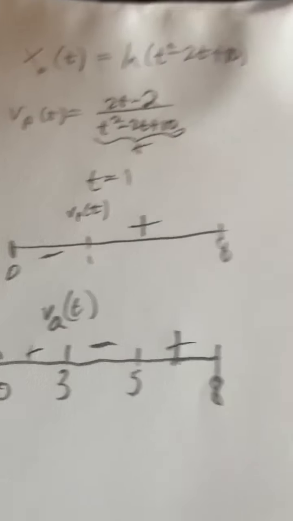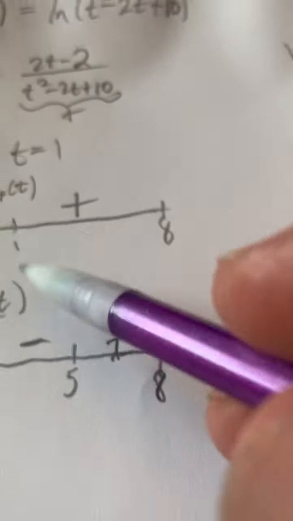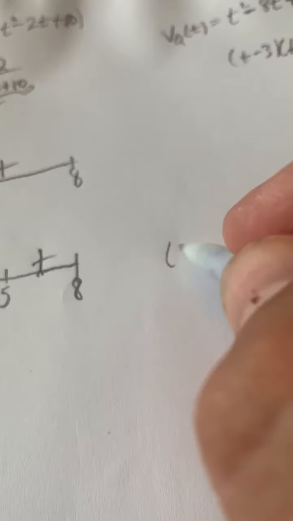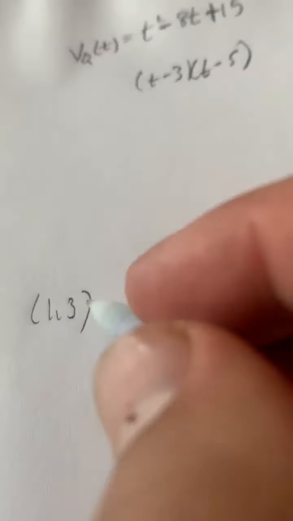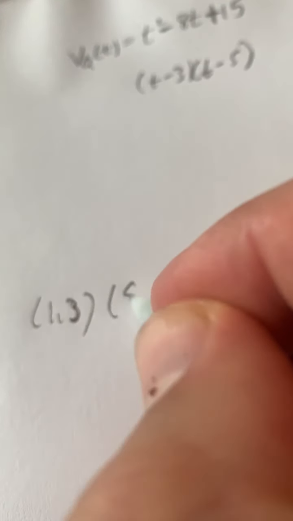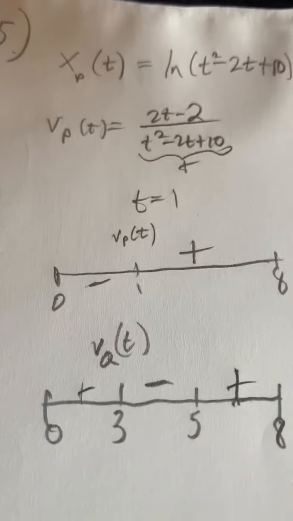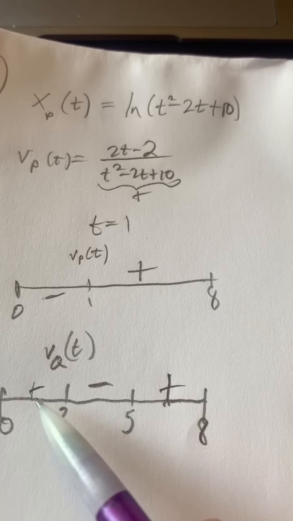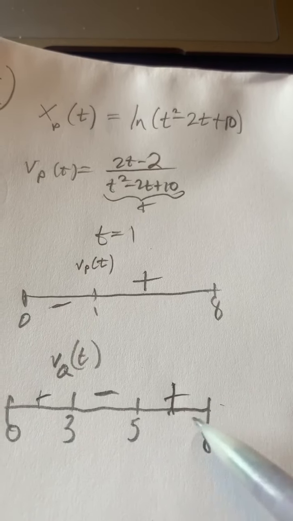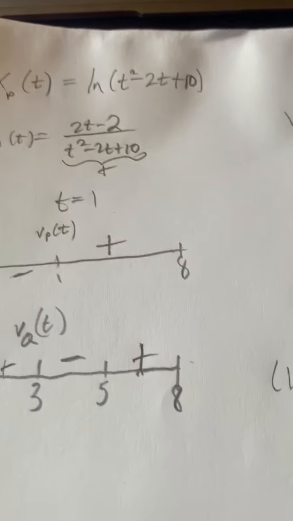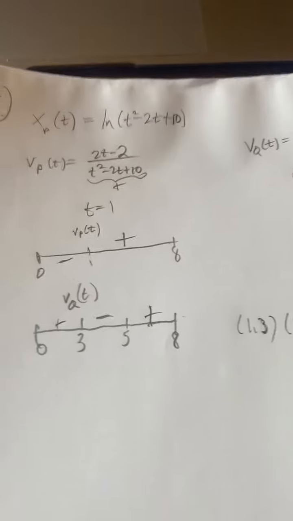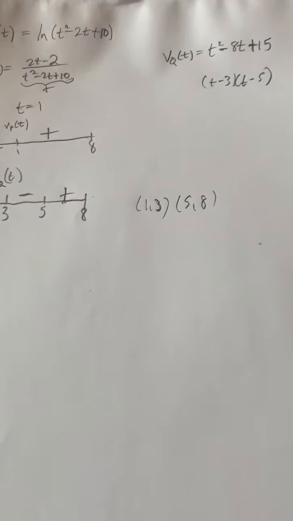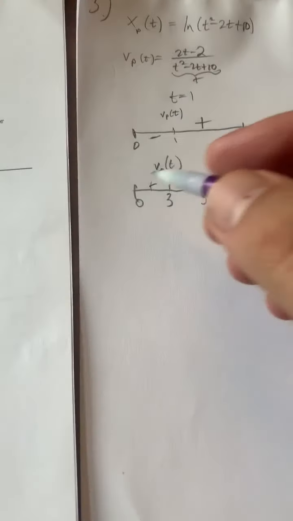So we want to know when they're moving in the same direction. So looks like they're moving in the same direction from 1 to 3, and again from 5 to 8. This would be a little better if I had lined those up better, but this one's moving right from 1 to 8. This one from 1 to 3 and 5 to 8. Or 0 to 3, so we'll go 1 to 3, 5 to 8. So when they're moving in the same direction, they ask us for the time, so I would say they're moving in the same direction in these intervals.